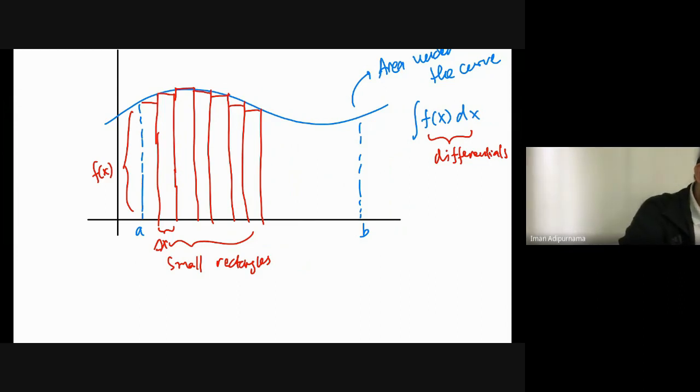And then how many rectangles? It will be n rectangles. So the idea behind how to calculate this is we take the area of each rectangle and then add them from the interval A to B. So we have rectangle 1 plus rectangle 2 and so on after some n rectangles, and that will be the area under the curve. Okay.